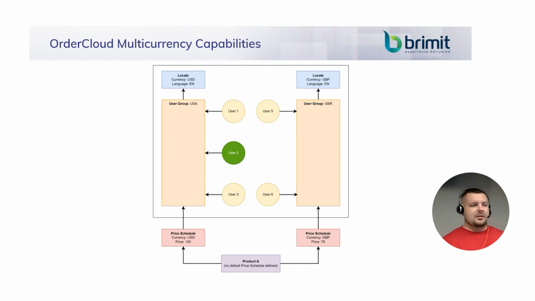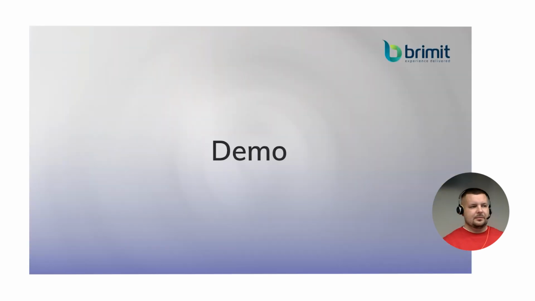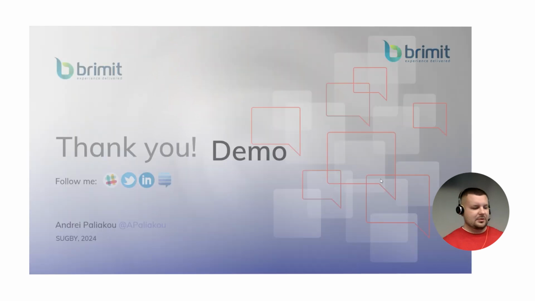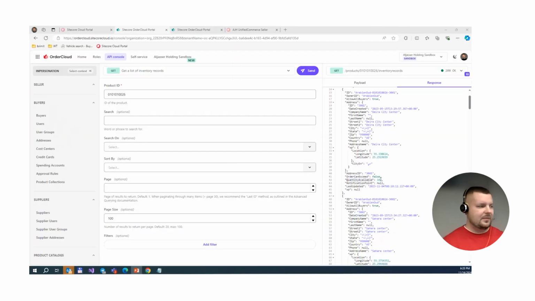So this is how it looks. Say we have this user 2, which has to be moved to another user group from USA to GBR. And I will show you a small demo.